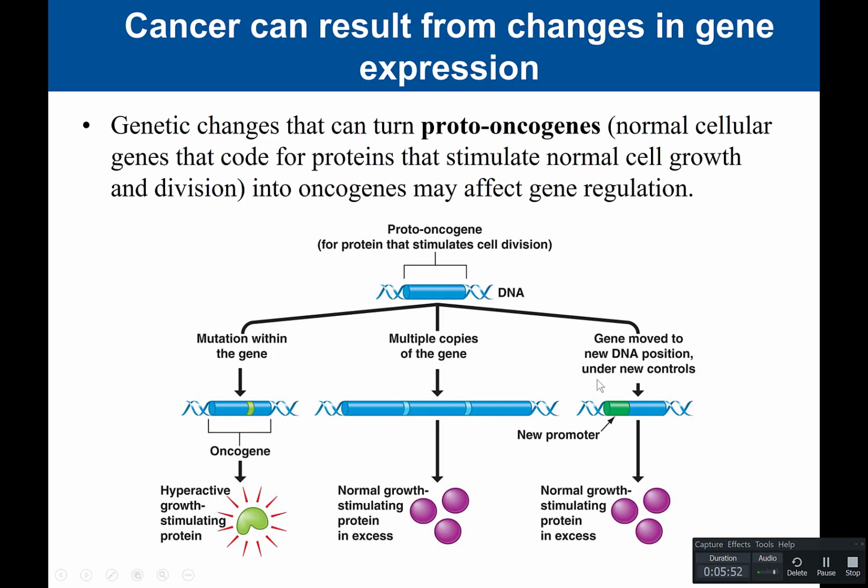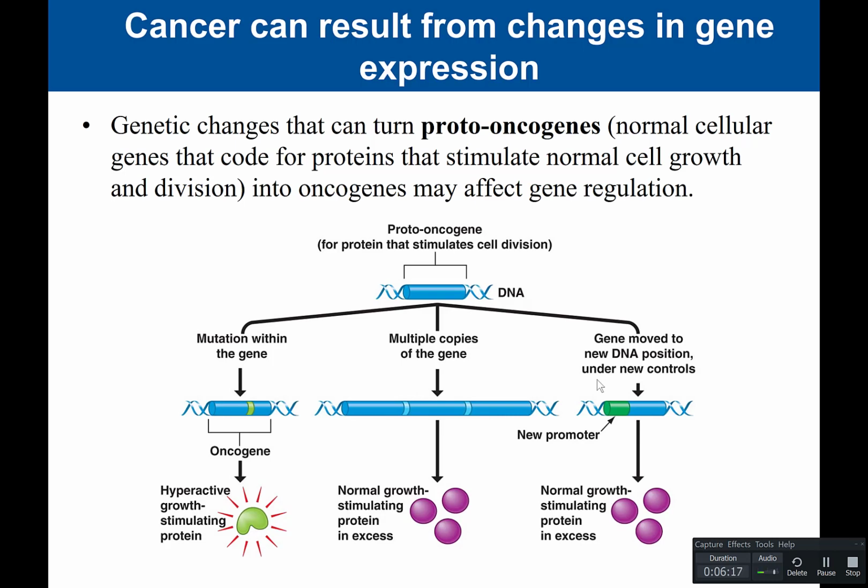So remember when I talked about types of genes, we have constitutive, they're always on, and we have our adaptive genes, which are regulated. So if we're talking about our proto-oncogenes, those are going to be our adaptive genes. They're only turned on when the cell is told to divide. And then when not, it's going to be turned off.